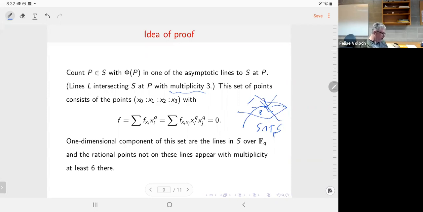So I take f to be a homogeneous equation defining the surface, and I take this expression here, which is very similar to what I had before: the partial derivatives of f at x_i times x_i to the q, and then a quadratic term, which is the second partials multiplied by x_i to the q or x_j to the q. This system of equations defines precisely this set.